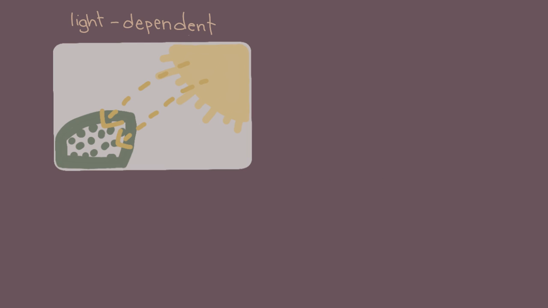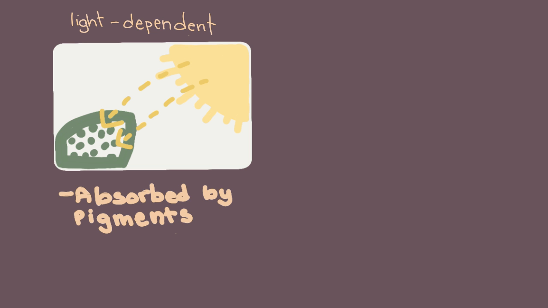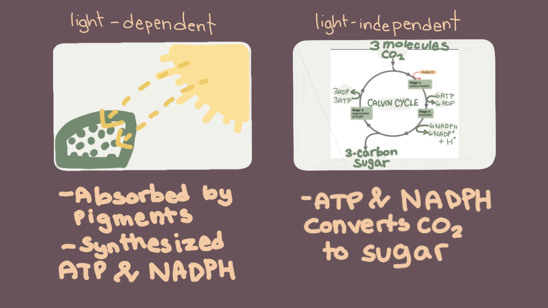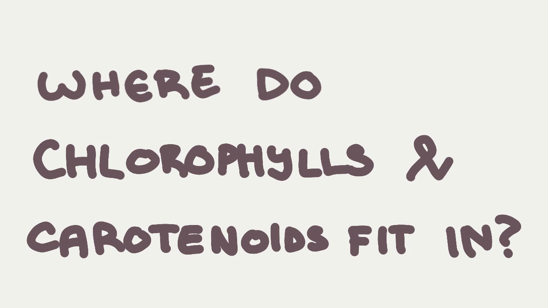These stages are the light-dependent reaction stage, where light energy is absorbed by pigment molecules and used to synthesize ATP and NADPH, and the light-independent reaction stage, known as the Calvin cycle, where ATP and NADPH are used to convert CO2 into carbohydrates and other organic substances. Where do chlorophylls and carotenoids fit into all of this?